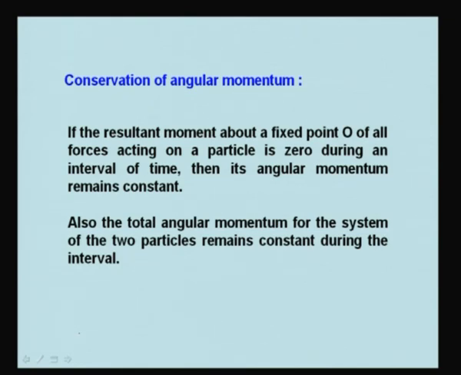Thus, if the resultant moment about a fixed point O of all forces acting on a particle is 0 during an interval of time, then its angular momentum remains constant. Also, the total angular momentum for the system of the two particles remains constant during the interval. This means that this is valid also for the system of particles.